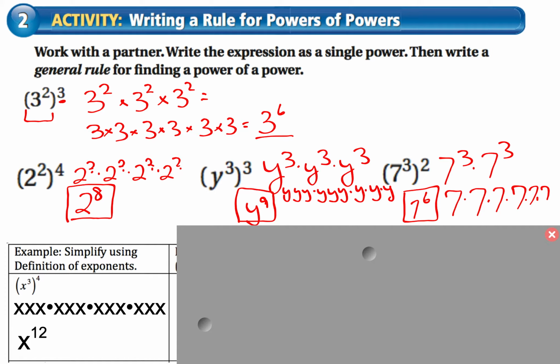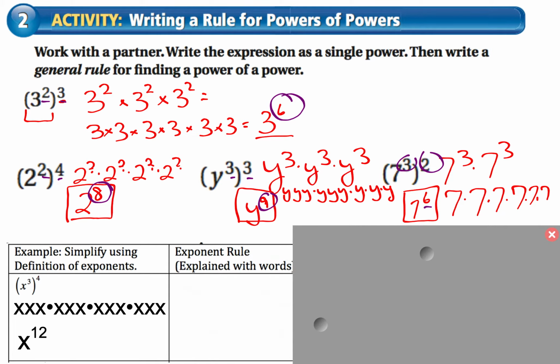Well, how do we get this number? Where does this 6 come from when we start with a 2 and a 3? Where does this 8 come from? We started with a 2 and a 4. This 9 came from a couple of 3's, and this 6 came from a 3 and a 2.